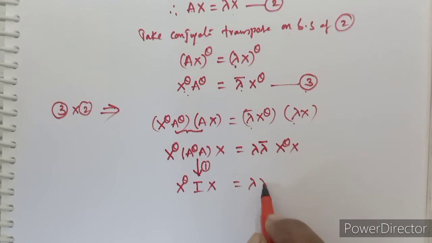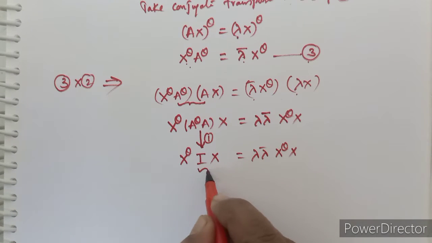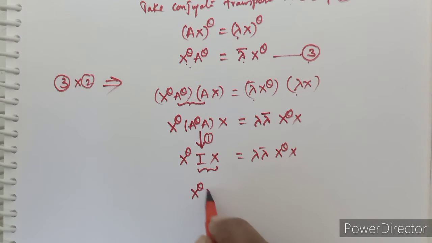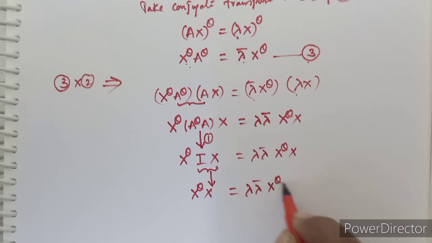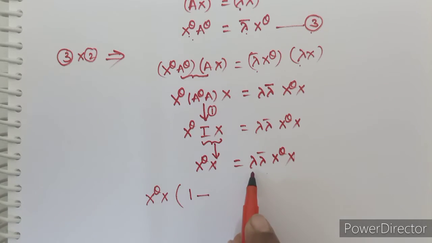This is equal to lambda bar into x^θ into x. By identity law, I into x is equal to x. This is equal to λ̄λ x^θ x. Now we take x^θ x as common. We bring this to the left side and we take this as common: x^θ x (1 − λ̄λ) equal to null matrix.